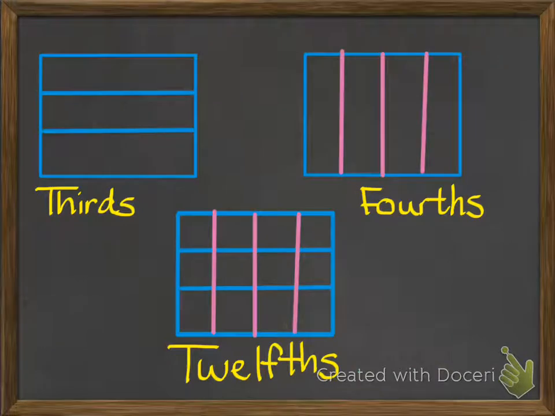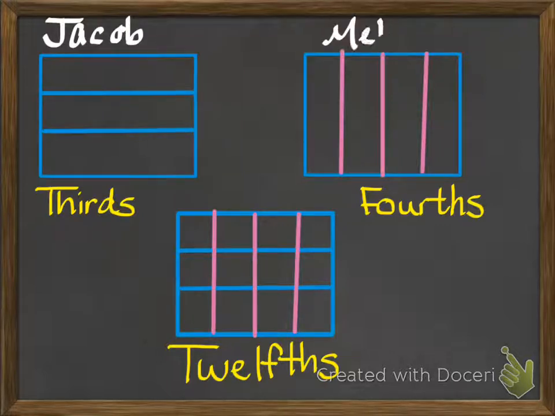So here's what I did. I've got Jacob's rectangle over here. He divided his into thirds, and Melissa divided hers into fourths. And you can see that Jacob's thirds, of course, have 3 equal pieces. Melissa's fractions are 4 equal pieces. Well, how can you divide them so that you have a denominator that's the same amount of equal pieces that still shows the same amount?